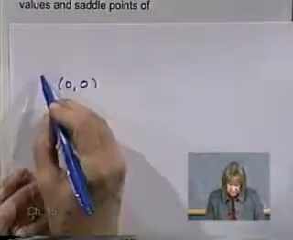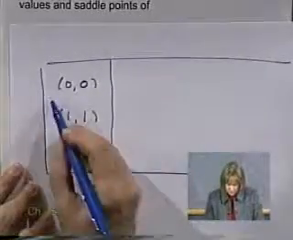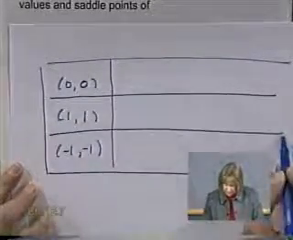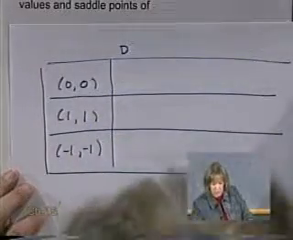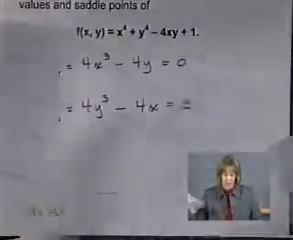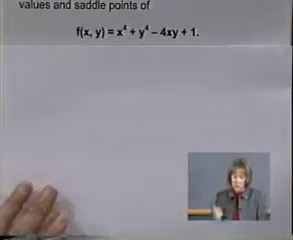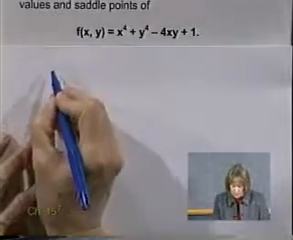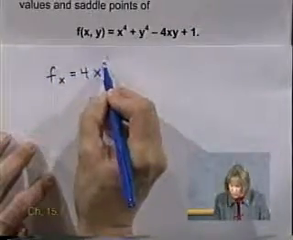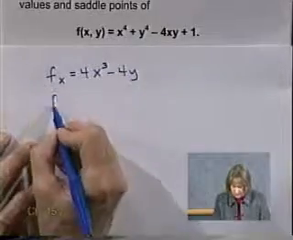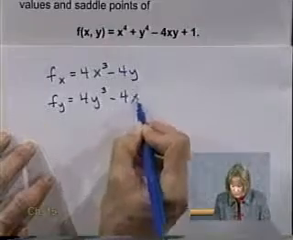We're going to take these points and evaluate the discriminant for these points. Okay, so let's figure out what our discriminant is. Going back to our function, it's f of xy equals x to the 4th plus y to the 4th minus 4xy plus 1. A few minutes ago, we evaluated that fx was equal to 4x cubed minus 4y. Fy was equal to 4y cubed minus 4x.